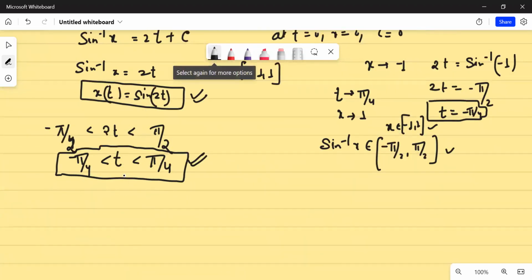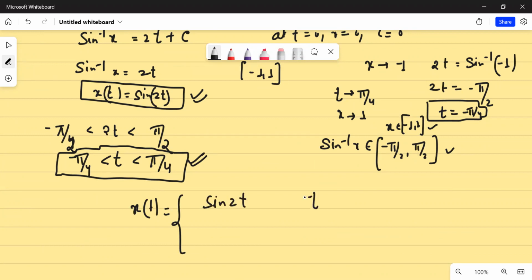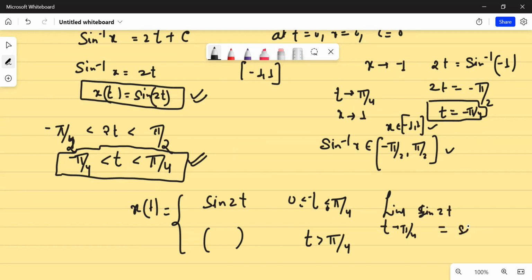So if t lies between minus pi by 4 to plus pi by 4, I can write x(t) as sine 2t. So obviously I can write x(t) as sine 2t for t lying between 0 to pi by 4, because it is valid for minus pi by 4 to plus pi by 4. What about t greater than pi by 4? I will write only that function which will be continuous. As t tends to pi by 4, sine 2t would be equal to sine of 2 into pi by 4, which is equal to sine pi by 2, which is equal to 1. So this will be 1 here. Is that clear or not?